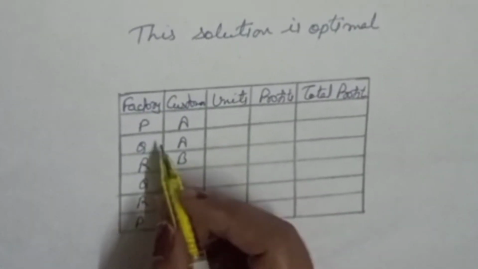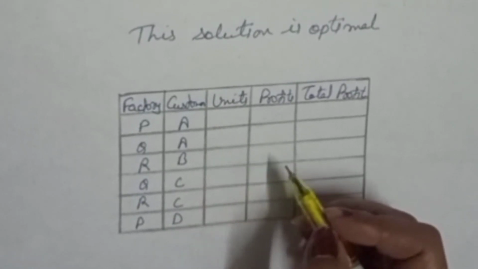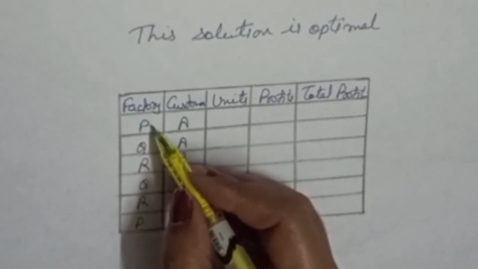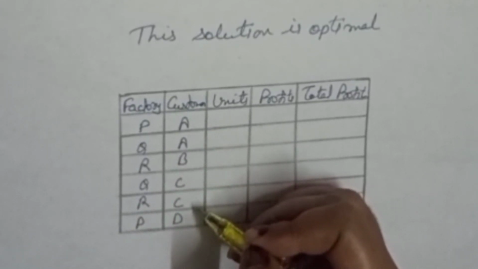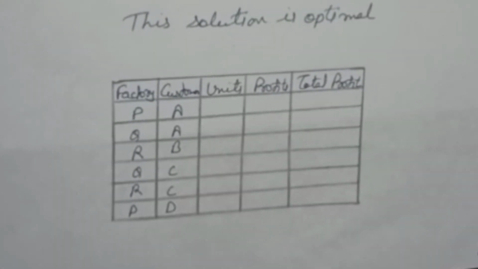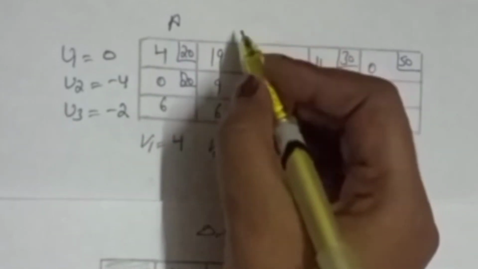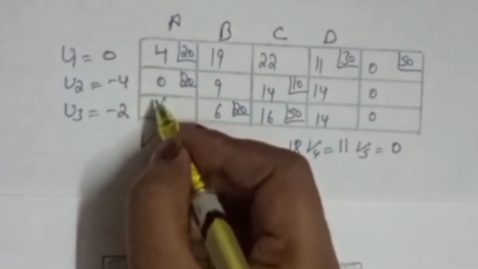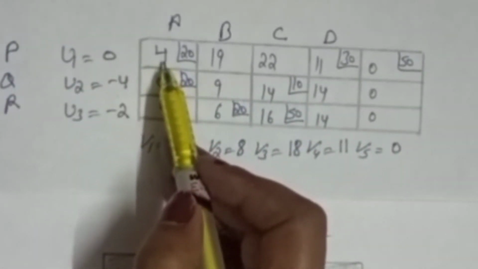Now our problem was we have some factories and we have some customers. We have to maximize the profit. So we will write here factory names and here we will write customer names. Now we will check our allocations. We can write here customer names. Customer A, B, C, D. And these are our factories, P, Q, R. So our allocation in this cell, P factory and A customer has 20 units.